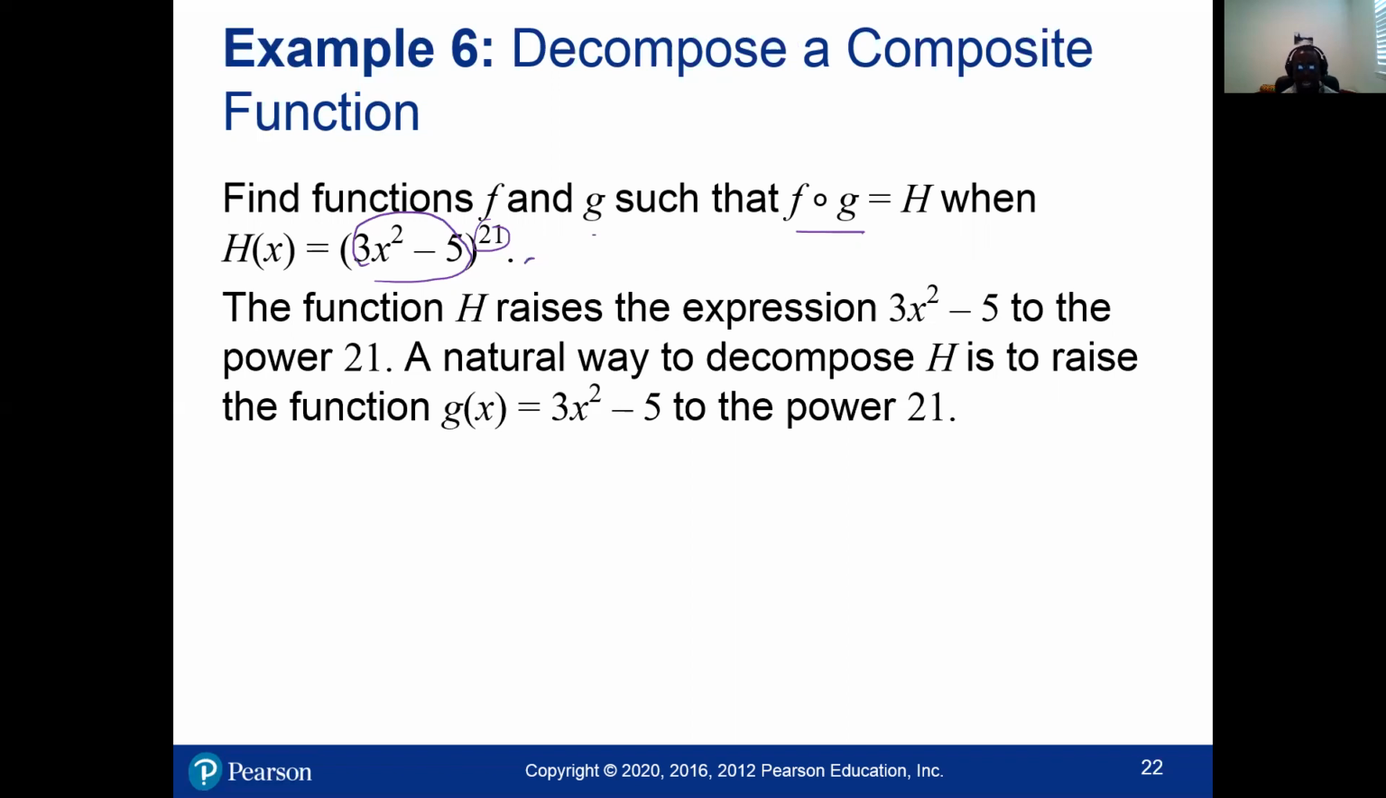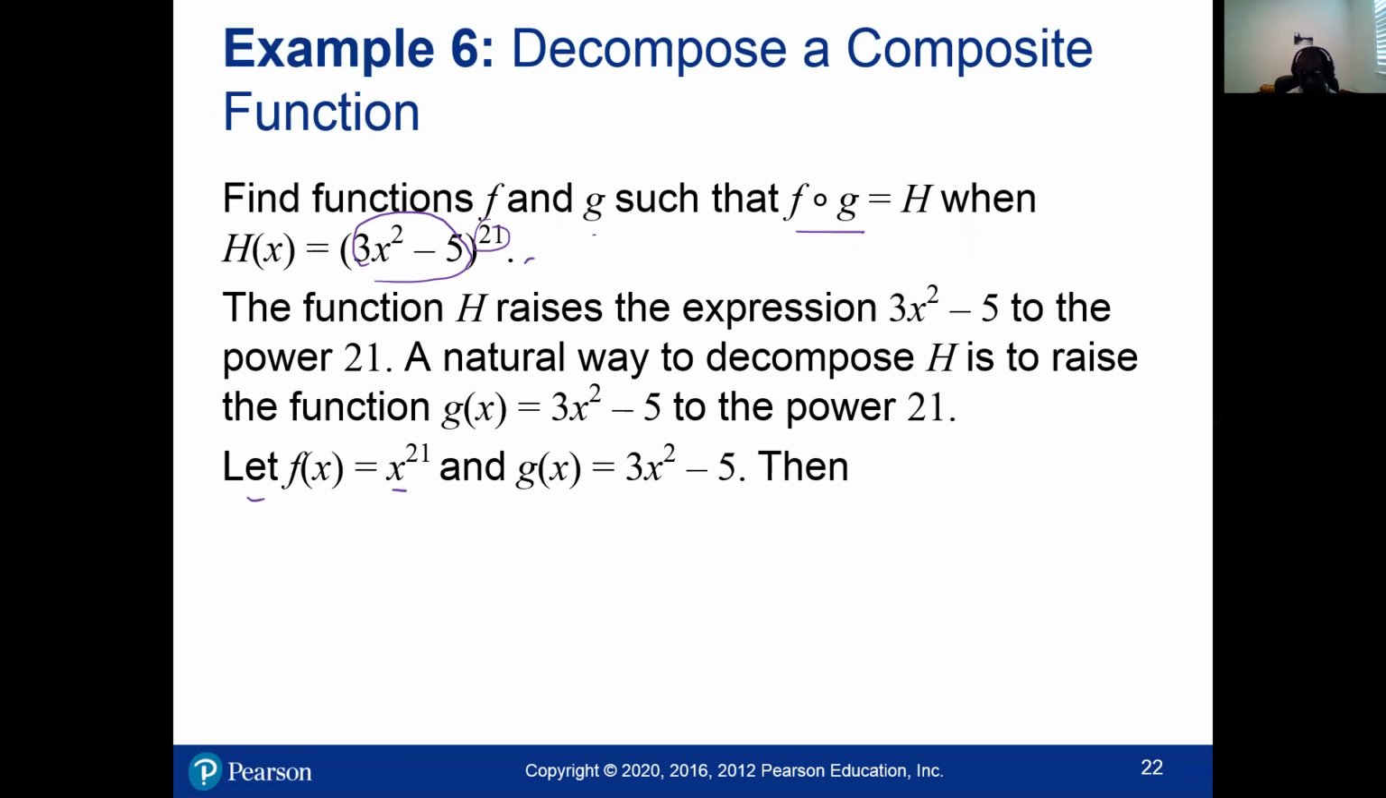So a natural way to decompose h is to raise a function g of x to the power 21. That means f of x is x to the 21, and g of x is that expression. Sometimes we call these the inner function and the outer function.